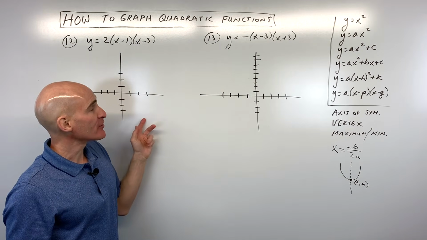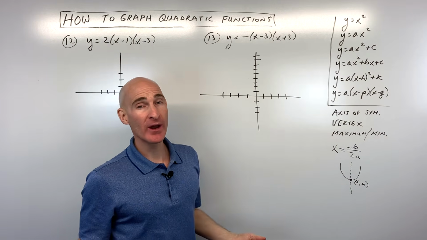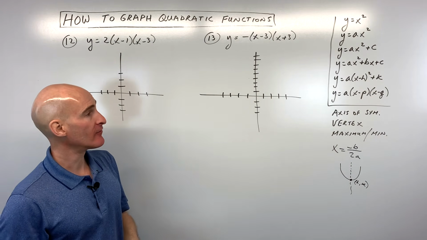Number 12 and number 13, we're going to be working with what's called the intercept form of the equation of a quadratic, of a parabola.